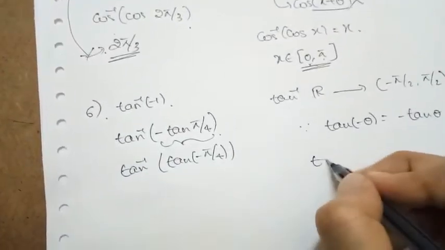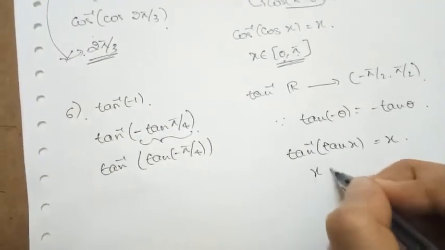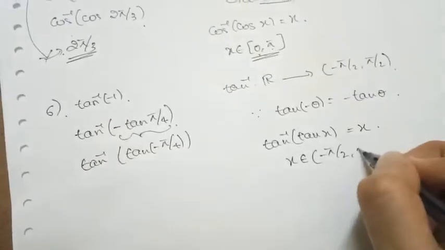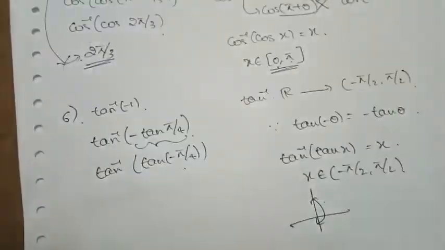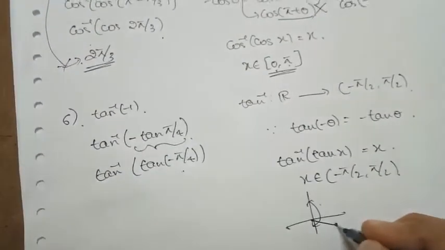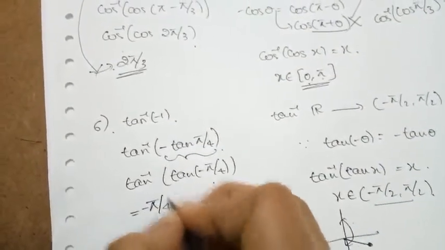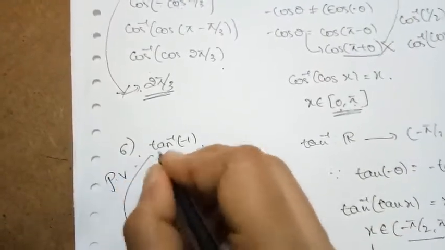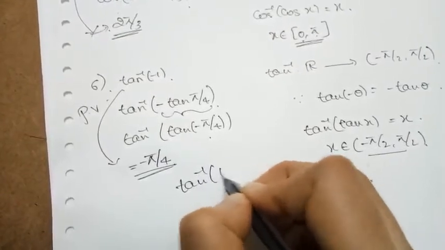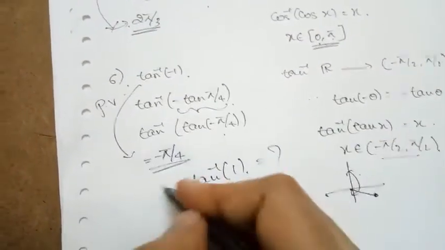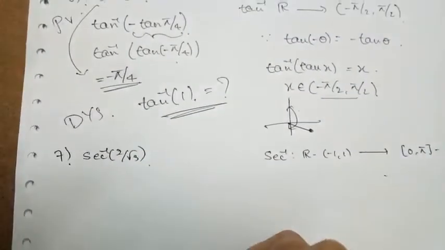Now this is in the format of tan inverse of tan x, which is equal to x when x belongs to the principal value branch. Clearly minus pi by 4 lies within the principal value branch. So this is equal to minus pi by 4. So the principal value of tan inverse of minus 1 is minus pi by 4. So try to do it yourself for tan inverse of 1. What is the value of tan inverse of 1? Do it by yourself.